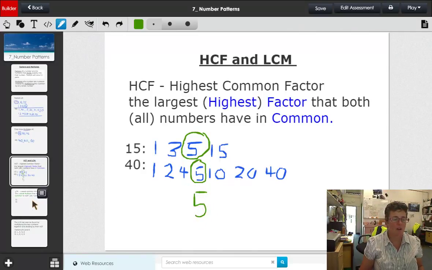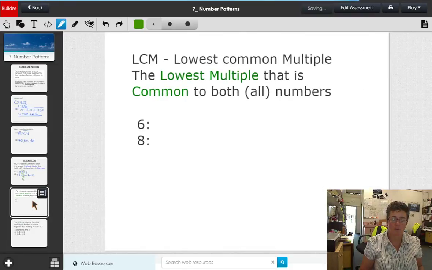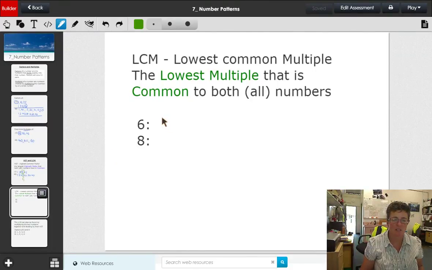So let's now look at the lowest common multiple. So remember, multiples are bigger than the starting number. So the multiples of 6 are 6, 12, 18, 24, and 30. And as you know, they go on, but that should be enough.